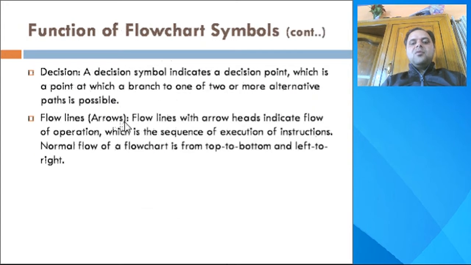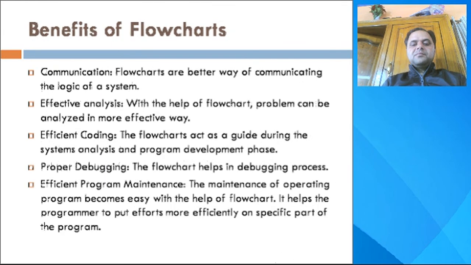So flow lines are arrows. Flow lines with arrowheads indicate the flow of operation, which is the sequence of execution of instructions. The normal flow of a flowchart is from top to bottom, from left to right. So a flow line is used to connect the different symbols of an algorithm. So normally a flowchart flows from top to bottom or from left to right.